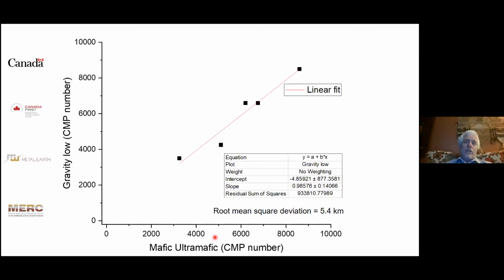If I look for the felsic ultramafics and the closest associated gravity lows, I get a poor fit. And we expect that, because we don't expect mafics and ultramafics to have gravity lows, because those are dense rocks. So this RMS deviation is a good example of one where we wouldn't expect to get a good fit, and so this is a poor fit.